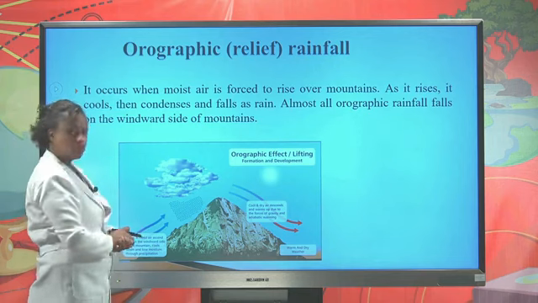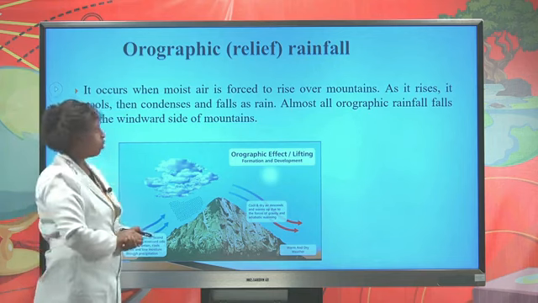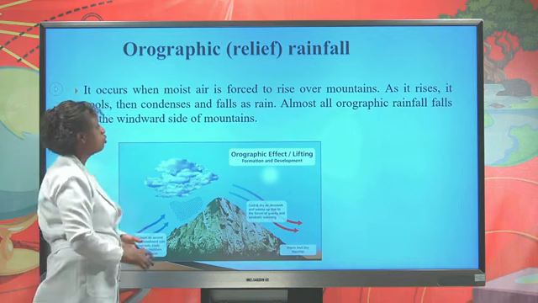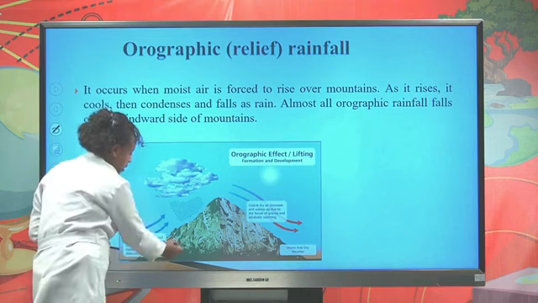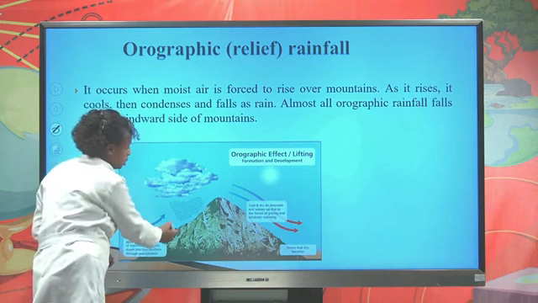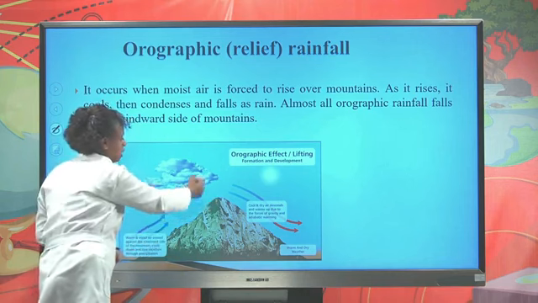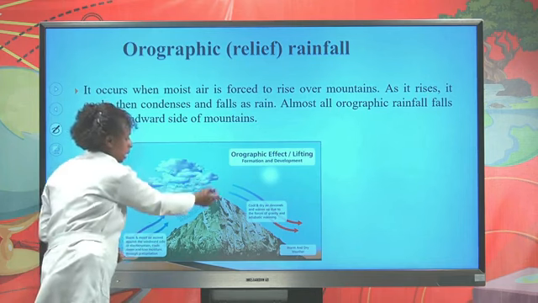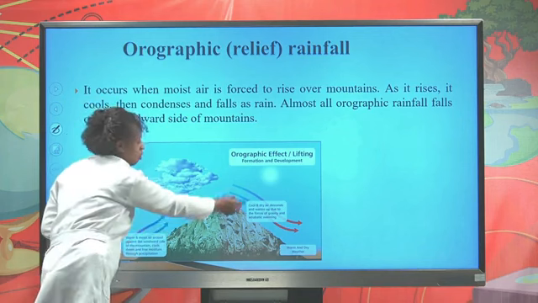Orographic rainfall is also another rainfall type. It is formed when the moist air is forced to move over the mountain. The moisture is forced to move over the mountain and it rises and rises. It becomes cool and condensed, forms clouds, then falls in the form of rain.